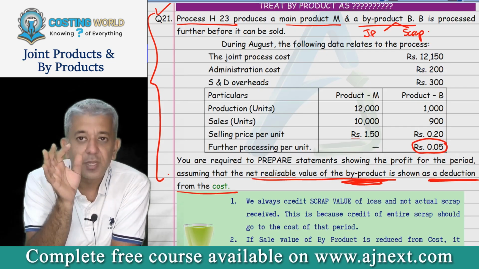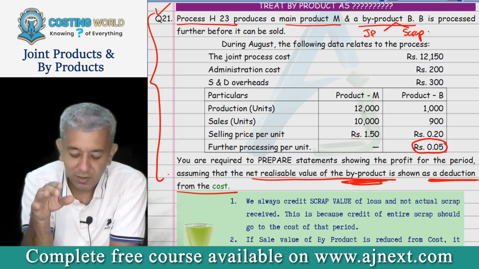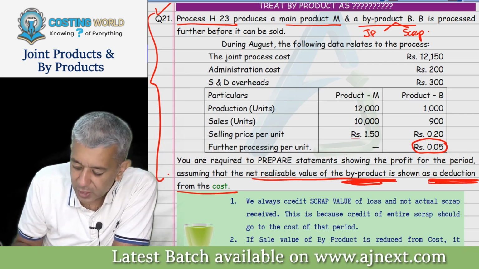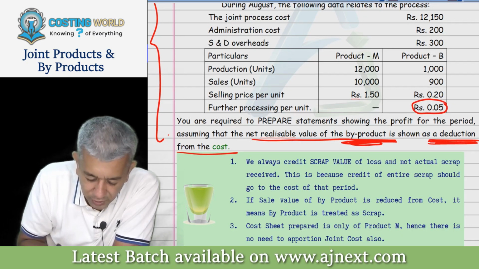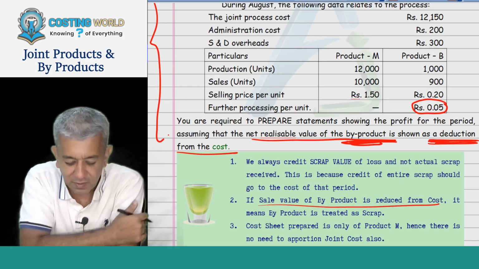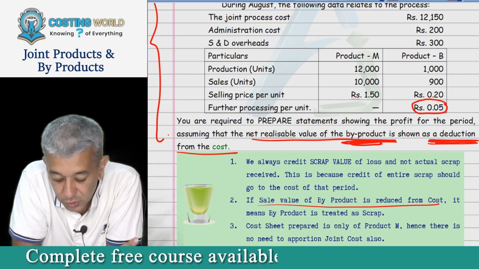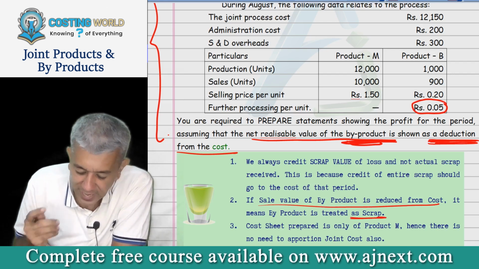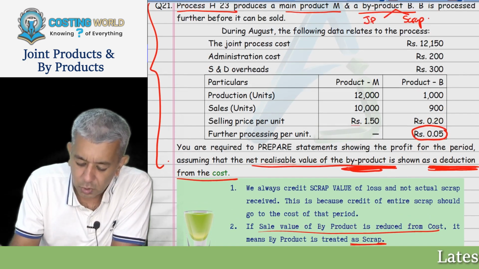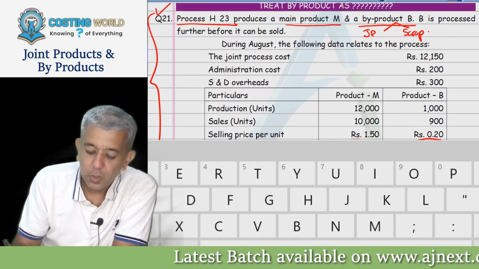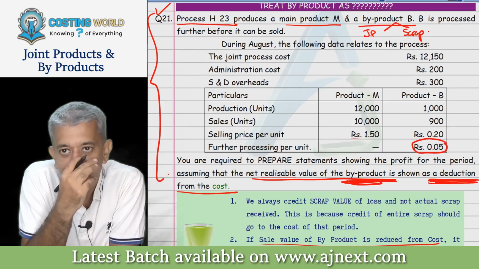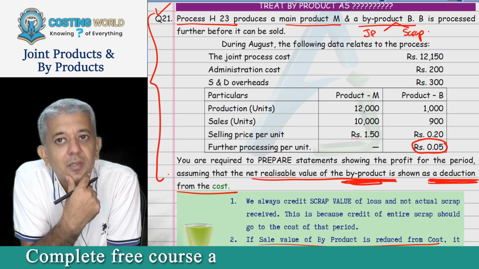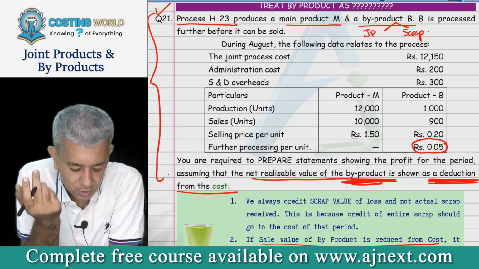Okay. So in this particular question, it is directly given to you that sale value of byproduct is shown as a deduction from cost. So therefore, I've written that particular thing. If sale value of the byproduct is reduced from cost, it means that byproduct is treated as scrap. Okay. So in this particular question, do remember M is your main product and byproduct B is going to be treated as what? For the last time I'm asking all? Scrap. Okay. So now we will start.